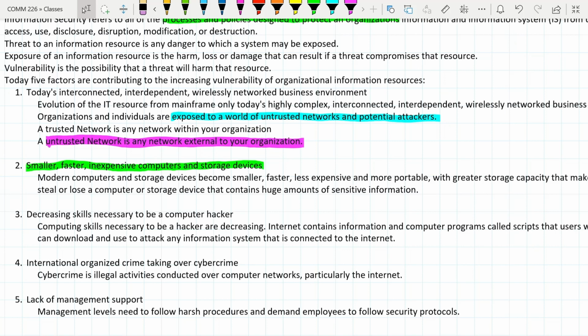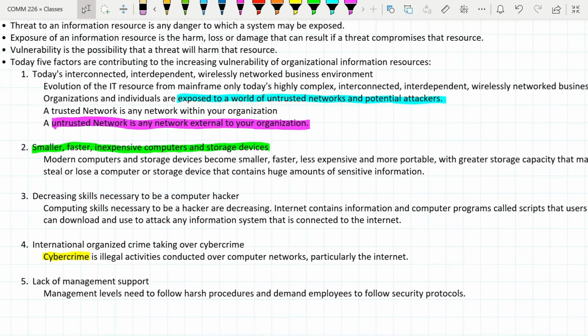4. International organized crime taking over cybercrime. Cybercrime is illegal activities conducted over computer networks, particularly the internet. 5. Lack of management support. Management levels need to follow harsh procedures and demand employees to follow security protocols.